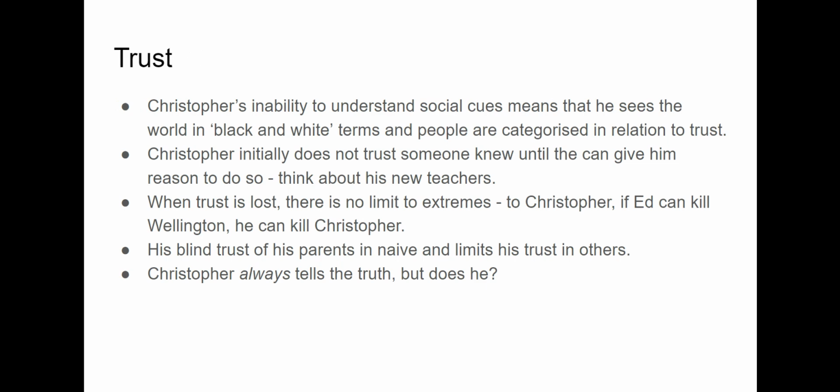Trust. Christopher has an inability to understand social cues. This means that he lives in a world of black and white, and people are categorized in relation to trust. So Christopher can't understand when people are telling a joke. If you think of the technique of images throughout the book, right at the beginning, Siobhan presents him with those faces. They're faces that you should present to a young child in order to understand social cues, but Christopher hasn't picked that ability up yet. So the way he goes about developing whether he can trust people or not is watching their actions. And so Christopher initially does not trust someone new until they give him a reason to do so.